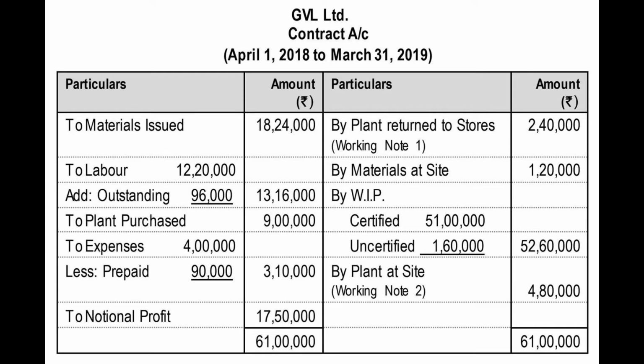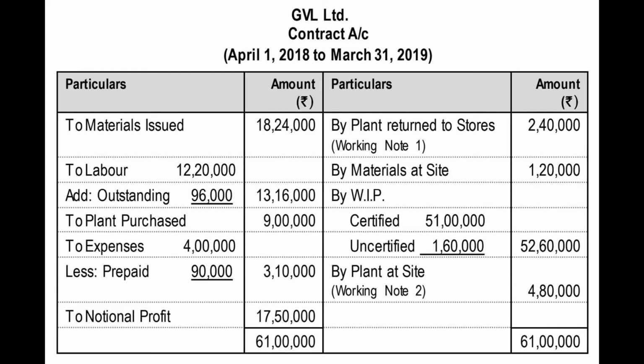Then the next expenditure is labor. So go to the inner column. Write to labor paid 12,20,000. Add outstanding at the end on the debit side. Write 96,000. Add 12,20,000 with 96,000 and update in the outer column 13,16,000.